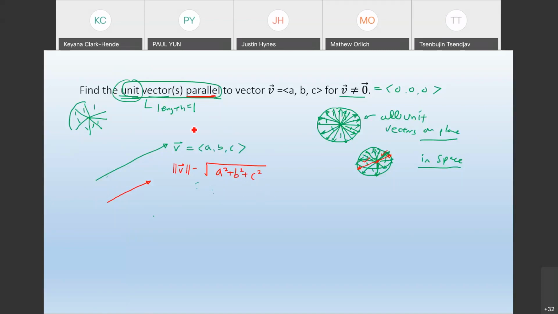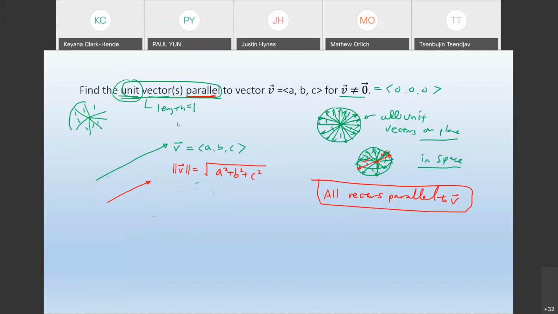What is the vector parallel to this? Okay, let's do this. All vectors parallel to V. You know how to write this? Please write down all vectors parallel to V. Type it. Give me the equation, the expression, for all vectors parallel to V. Then let's talk about the length later, okay?